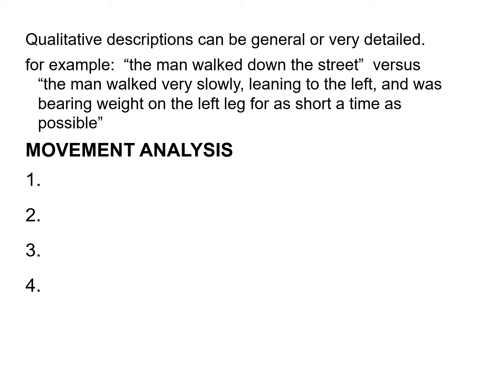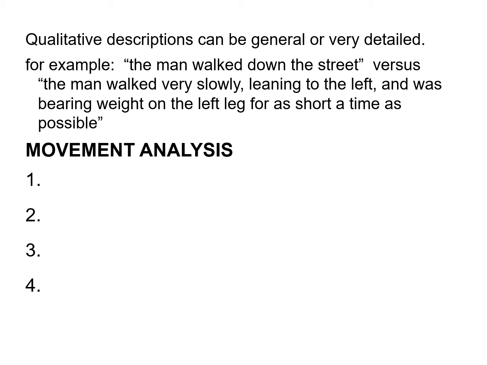So qualitative descriptions can be general or very detailed, okay? A general description was, the man walked down the street. More specifically, we could say the man walked very slowly, leaning to the left, and was bearing weight on the left leg for as short a time as possible. With that specific description, we can start making some judgments as to why that's occurring. Maybe he hurt his leg. Maybe he's drunk. We don't know.